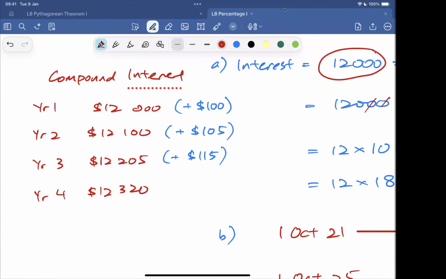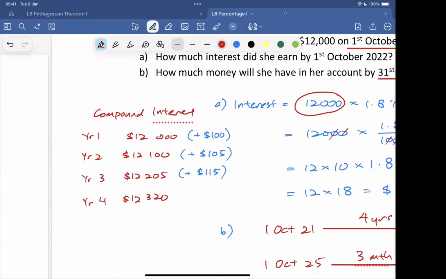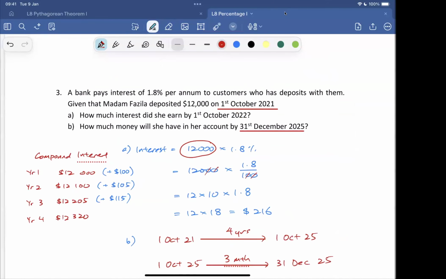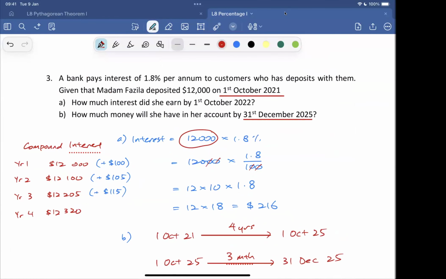That's only because maybe, let's say after 4 and 1/4 years, this customer, Madam Fazila, needed to buy a house. So her money has been growing and growing. Then she needs to buy a house and suddenly she took out all the money. Of course, you cannot wait until it's one complete year. Maybe after 3 months, you take out the money. Maybe she needed the money for something. But the bank still needs to pay her.